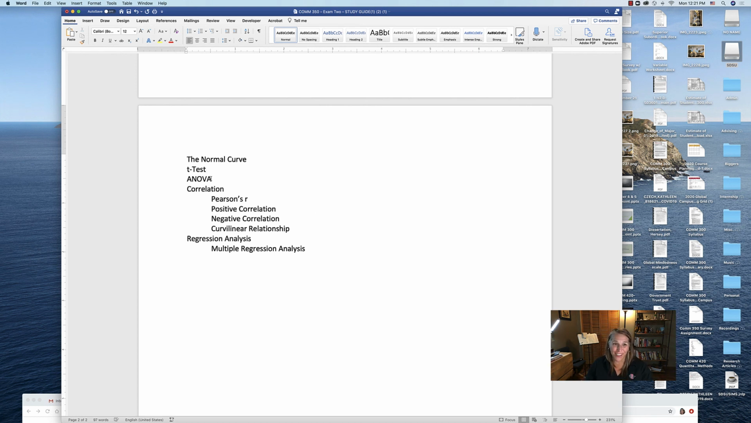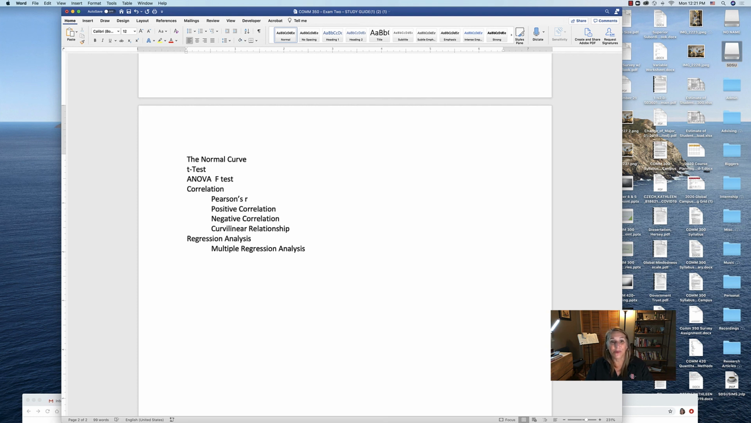The ANOVA, this one, I just want you to know, conceptually, it's going to allow us to look at the variance between and within 3 groups. It's also called the F-test. Oh, not under T. Let's put that under ANOVA, the F-test. Okay. Then we have correlation.